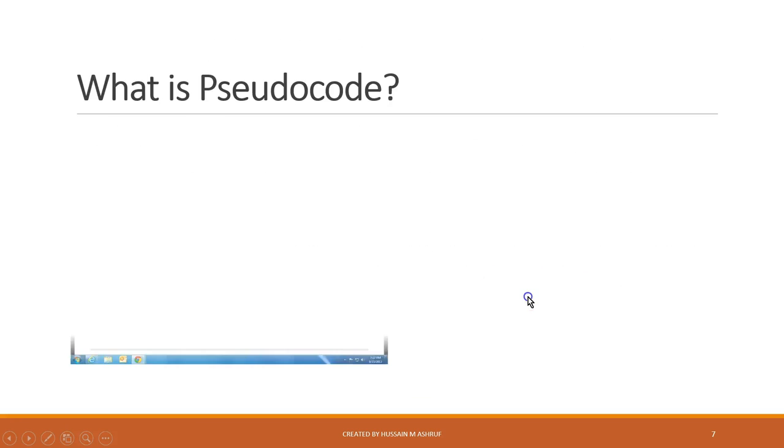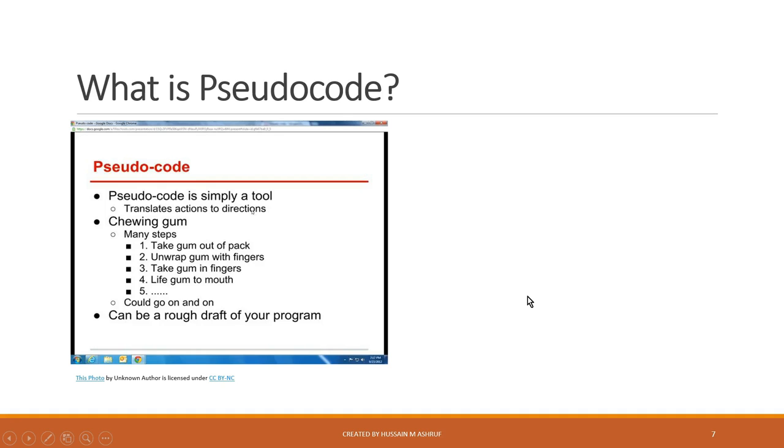So what is pseudocode? Pseudocode, for example, is simply a tool. It translates actions to directions. So, for example, what are the steps it takes to chew chewing gum? There are many steps. Number one, take gum out of the pack, unwrap gum with fingers, take gum in fingers, lift gum to mouth, and so on. It could go on and on, right?